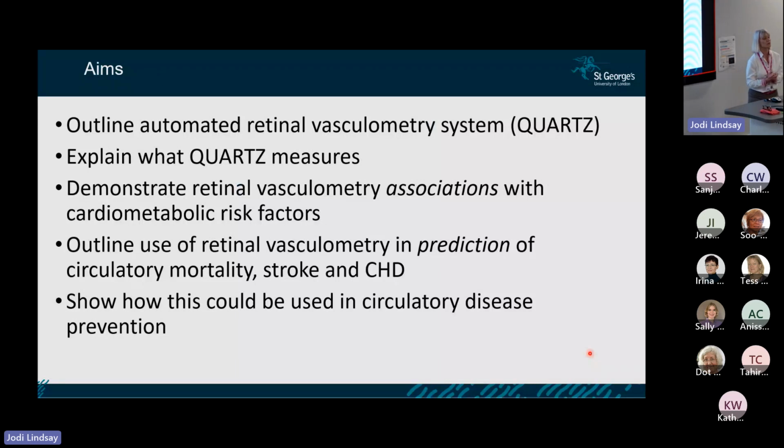I'm going to talk about what we mean by automated retinal vasculometry system, which is called QUARTZ, which we've developed with Kingston University. I'm going to outline what it measures and how it measures it. Then we're going to look at some associations of those retinal vasculometry markers with cardiovascular risk factors, and then look at how retinal vasculometry can predict future events, particularly circulatory mortality, stroke, and coronary heart disease. And then we're going to start thinking, well, if this tool is useful, how could it be incorporated? How could it be used for circulatory disease prevention potentially?